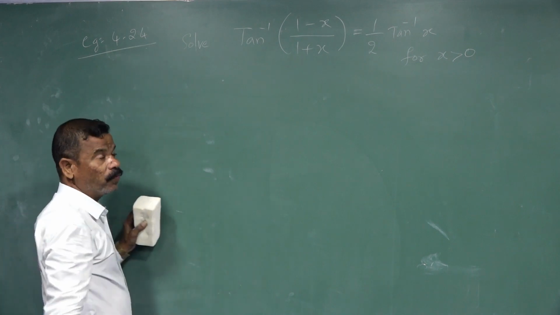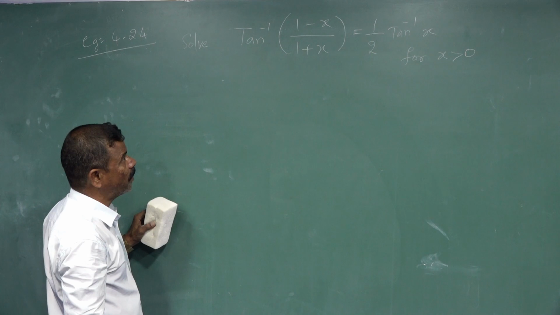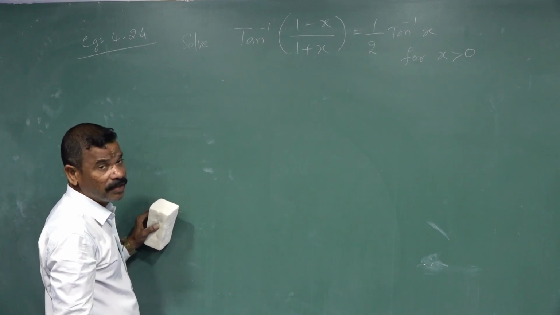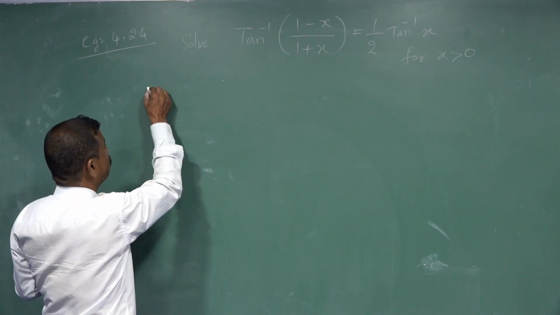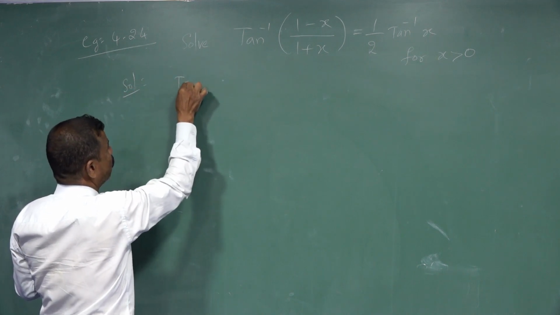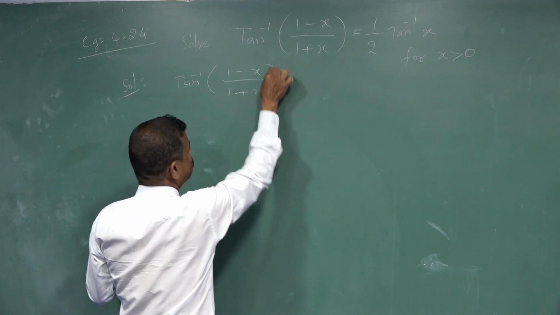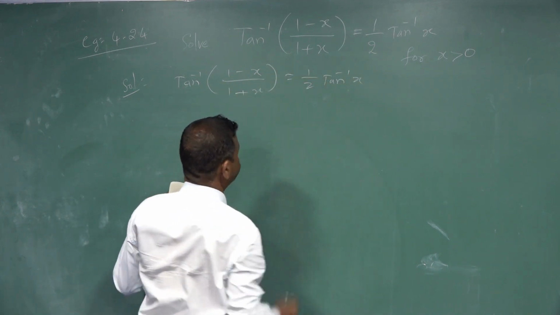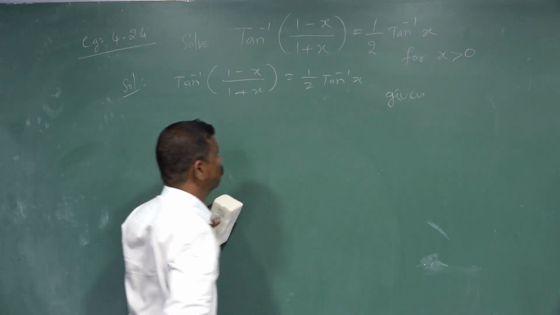Example 4.24. Solve tan inverse of (1 minus x) by (1 plus x) is equal to 1 by 2 tan inverse x. Here solve means find the x value. So the solution: tan inverse of (1 minus x) by (1 plus x) is equal to 1 by 2 tan inverse x, the given equation.